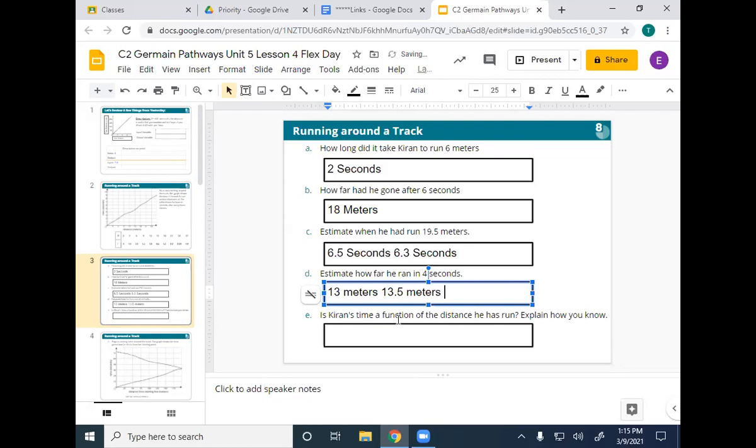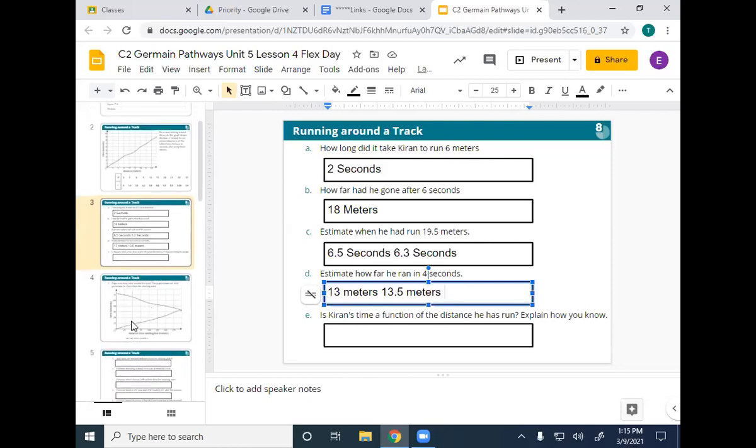Very, very good. Nice job. Somewhere between that 12 and 15. I probably wouldn't accept 12. I wouldn't accept 15. So somewhere in between that. Nice job. So we're not going to look at this E here because we're going to touch on that one back at the end of this activity today.